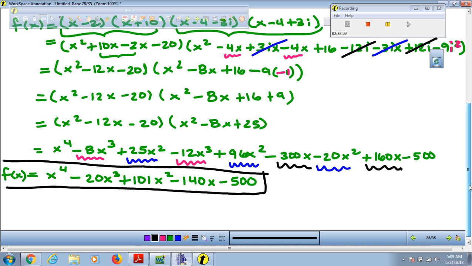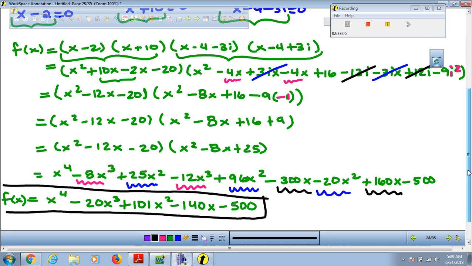If the leading coefficient would have been a different number, not a 1, I would have to multiply the entire polynomial by that number. But in this case, I don't think we have to do that because the leading coefficient was 1.